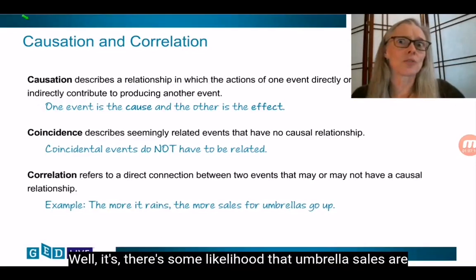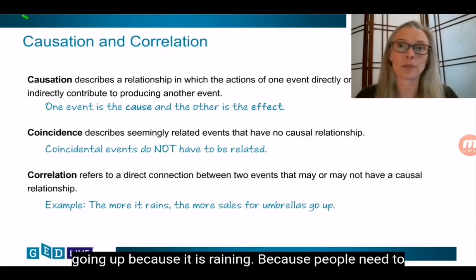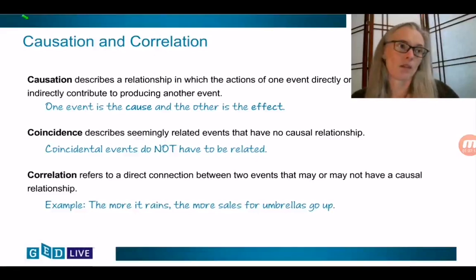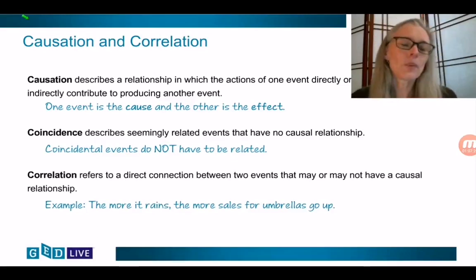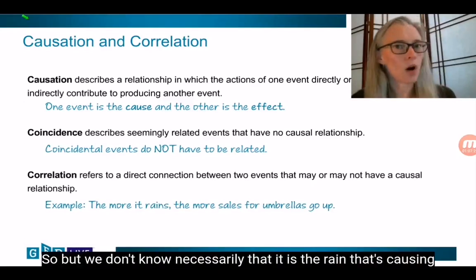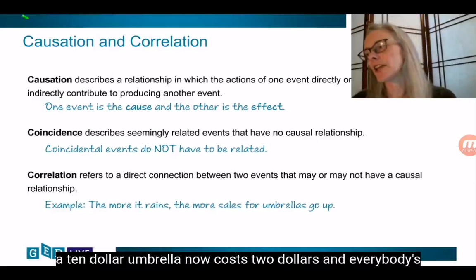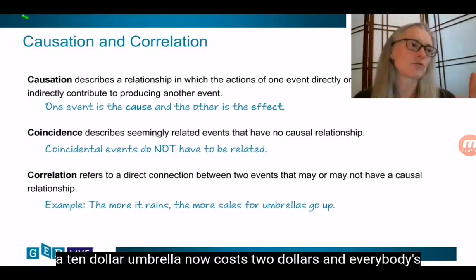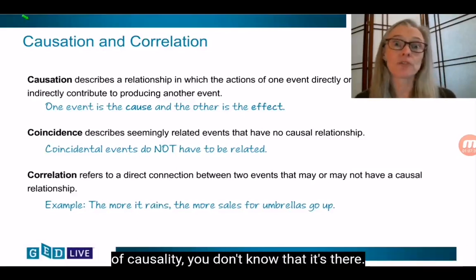Well, there's some likelihood that the umbrella sales are going up because it is raining, because people need to keep the rain off their heads and their shoulders and the rest of themselves, right? But we don't know necessarily that it is the rain that's causing the umbrella sales. Maybe umbrellas are on super sale. Maybe a $10 umbrella now costs $2 and everybody's rushing to the store to buy a $2 umbrella, right? So without proof of causality, you don't know that it's there.